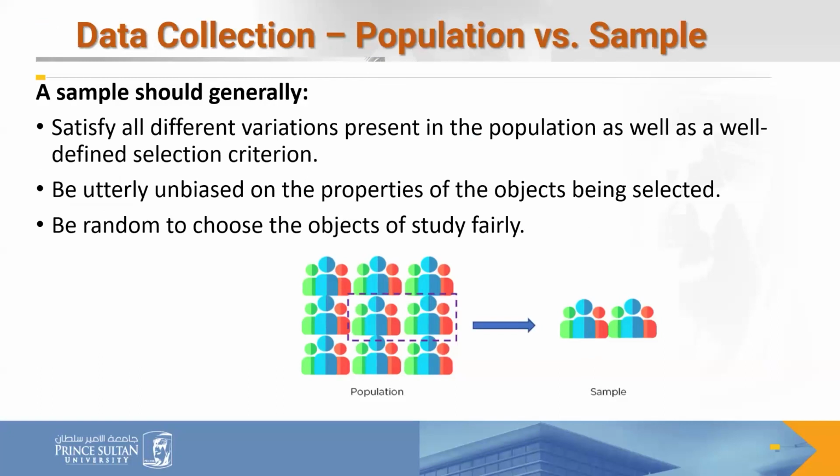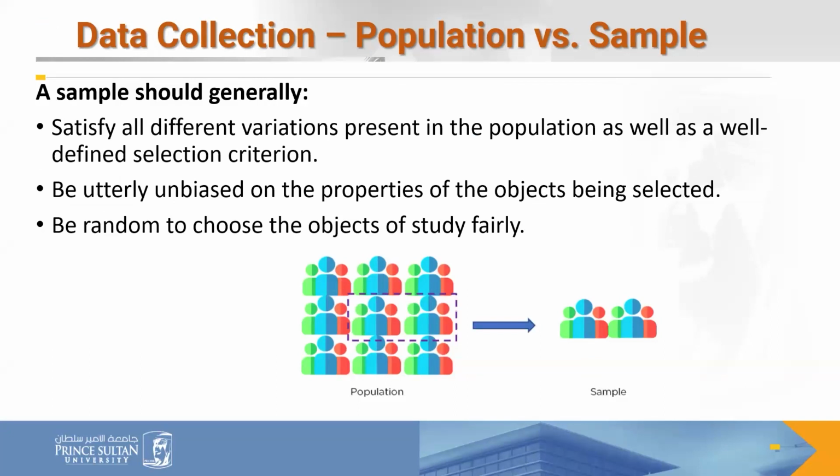Of course, the sample should satisfy all the different variations present in the population. So, for example, if I'm going to choose a sample, maybe I can have male and female, I can have young and old, I can have all the different variations. I can have people from different educational backgrounds. I can have people from different economic backgrounds. It depends on the population that I have in mind.